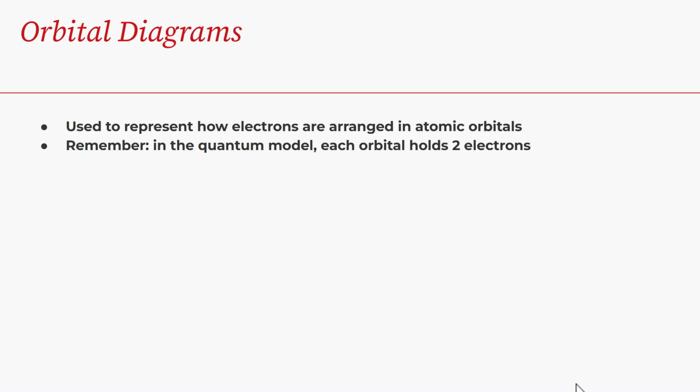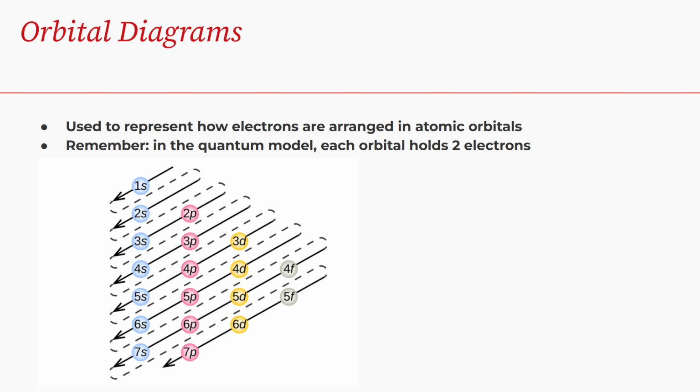Remember, in the quantum model, each orbital holds two electrons. So, if you remember what we talked about before, each energy level, n equals 1, 2, 3, 4, has a certain amount of orbitals in them so it can fit all the electrons that it needs to. And as we increase our energy level, we have more orbitals that start to appear. These orbitals have different energy levels from each other. So a 1s orbital is less energy than a 2s orbital.